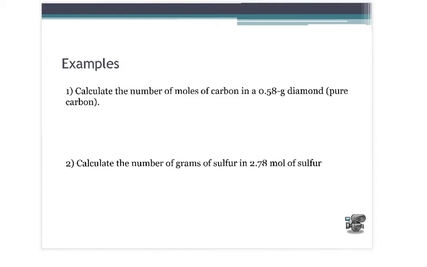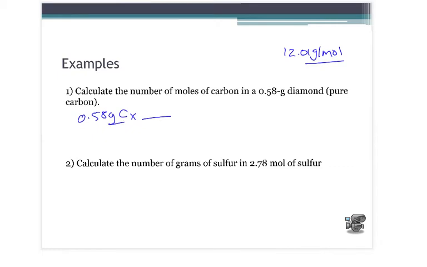So if we have 0.58 grams of pure carbon, how many moles is that? Well, we figure that out by using the molar mass. Remember, the molar mass for carbon is 12.01 grams per mole. So look at this, this is equating grams to moles. For every 1 mole of carbon, we have 12.01 grams.